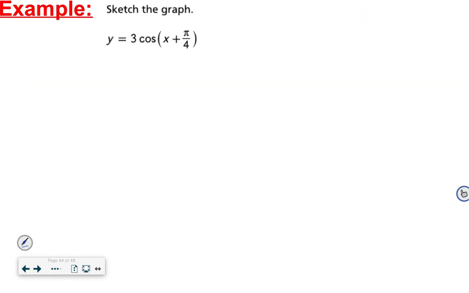In this slide, we are going to sketch the graph of a transformed function. To be able to graph the transformed function, first you need to figure out what the original trigonometric function is. y is equal to cosine x is the parent function.